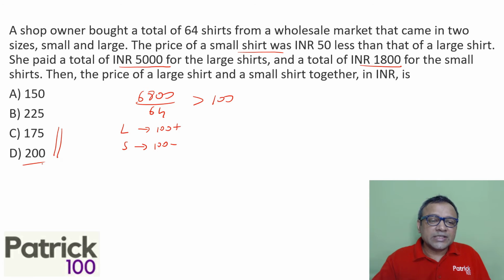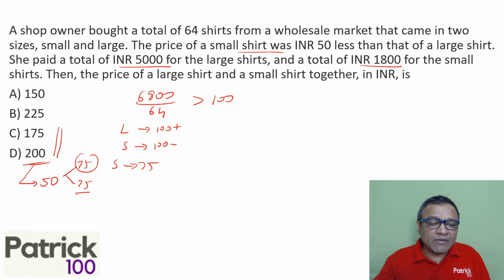So let's take 200, it's the easiest thing to calculate. If I take 50 rupees separate, remaining is 150, 75 and 75 for the small shirt and large shirt. That means the small shirt will be 75 rupees, and the large shirt will be 75 plus this 50, 125. I'm substituting 200 because one is more than 100, one is less than 100, so automatically, because the average is slightly more than 100.